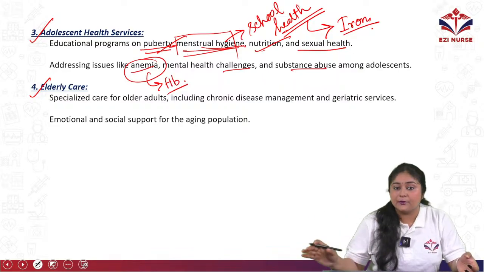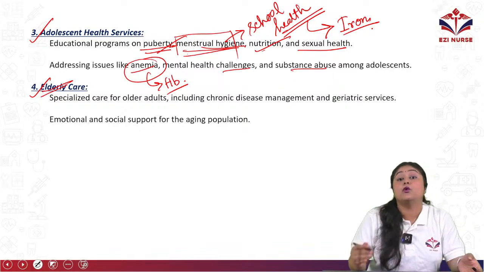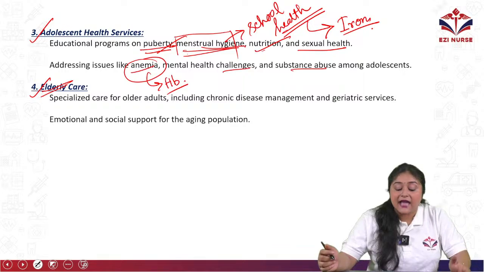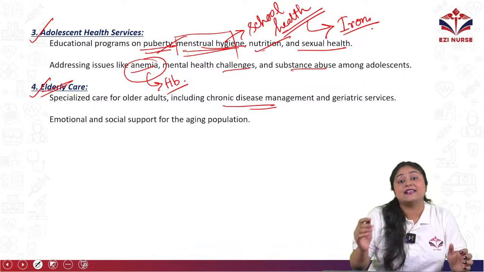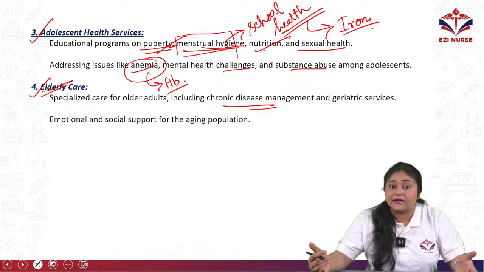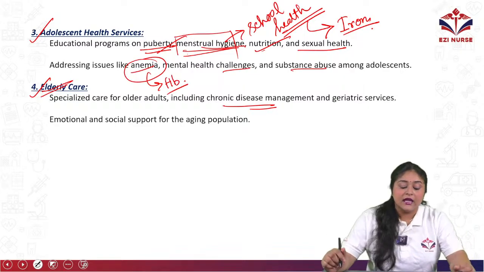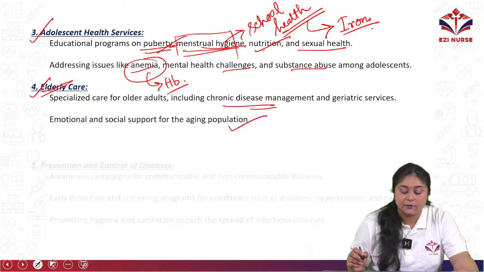So why is this sequence important for the elderly people or the older adults? We have to explain it to the family members, and also we have to help in managing chronic diseases, for example hypertension, diabetes, kidney failure, or any kind of disease. Next, emotional and social support we also have to provide for the aging population.